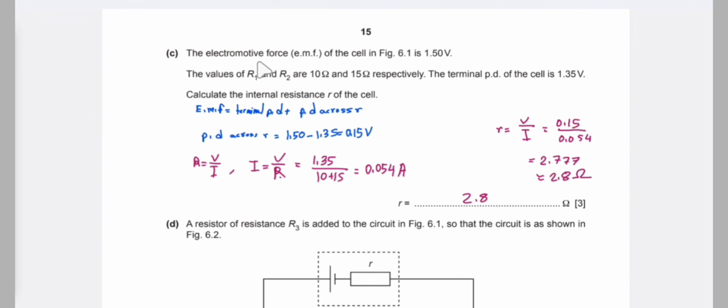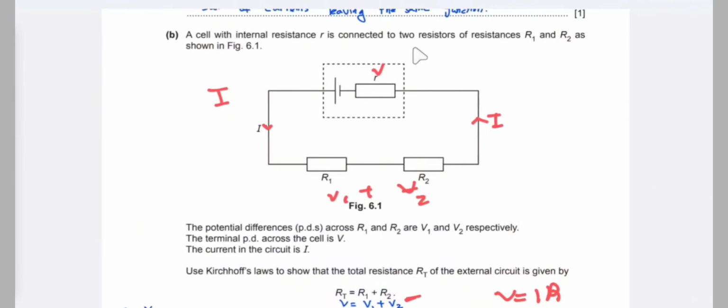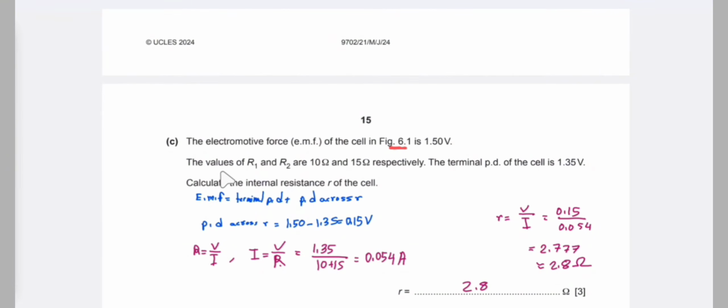For part C, the EMF of the cell in figure 6.1 is 1.5 volt. So we have given the value of EMF of the cell, that is, for the cell the EMF is 1.5 volt. The values of R1 and R2 are 10 ohm and 15 ohm respectively. The terminal potential difference of the cell is 1.35 volt.